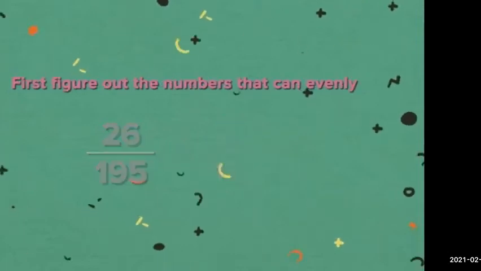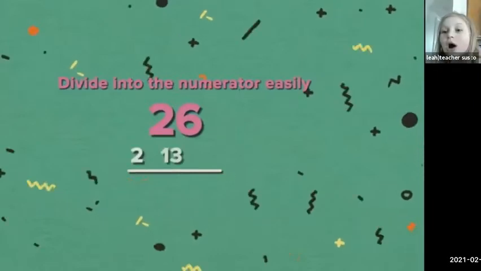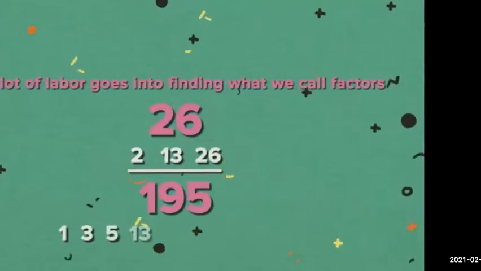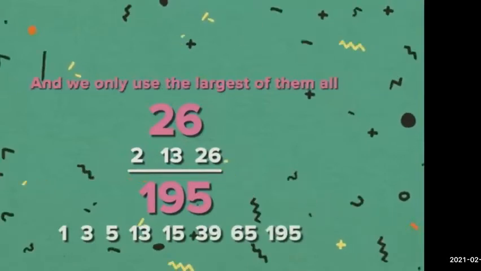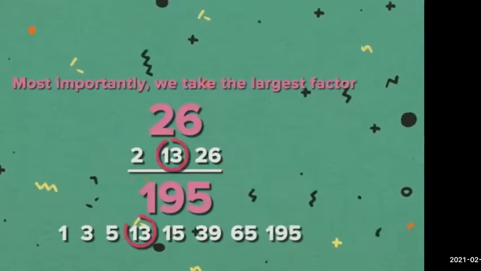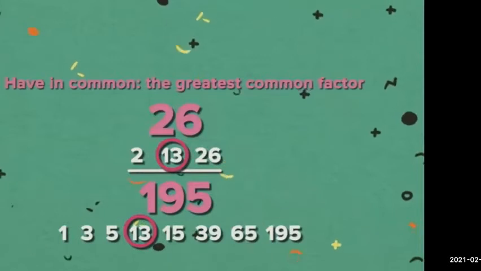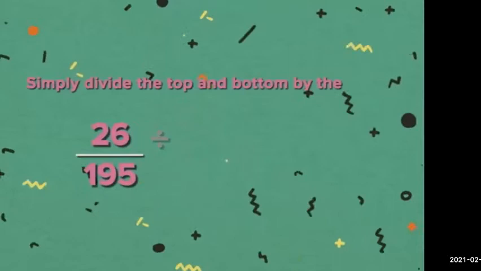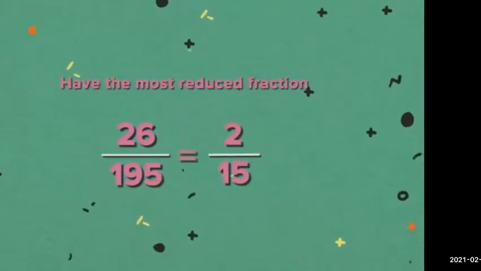First, figure out the numbers that can evenly divide into the numerator. Next, do the same with the denominator. A lot of labor goes into finding what we call factors, and we only use the largest of them all. Most importantly, we take the largest factor that the denominator and numerator have in common, the greatest common factor. It's pretty easy after. Simply divide the top and bottom by the greatest common factor. Then you'll have the most reduced fraction.